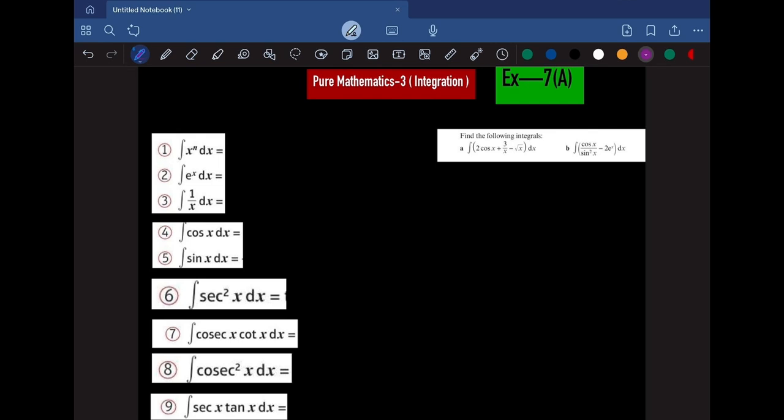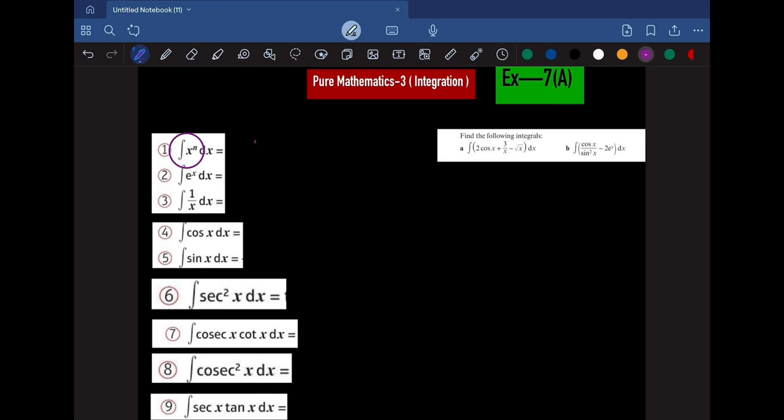So today we are basically going to solve the whole Pure Maths 3 integration. We will finish the whole syllabus within one video. So let's dive in. Now in the first question in Exercise 7A, you can see this is x to the power of n. They have asked us to integrate this.